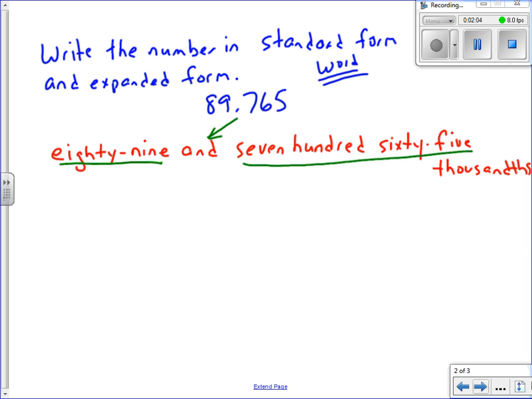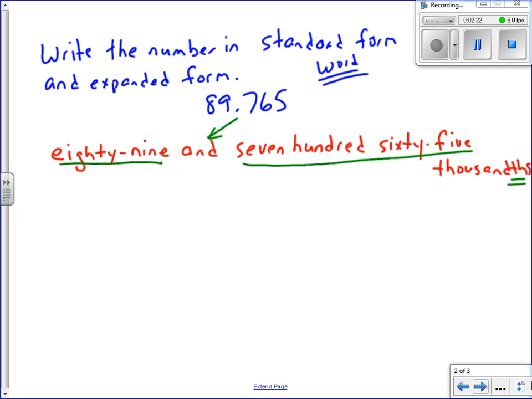Now, the key to remember here when you write it out in words is since we're talking decimals, it is thousandths, T-H-S. Just like when we go in tenths, T-E-N-T-H-S, hundredths, T-H-S, this is thousandths, T-H-S. Make sure you don't forget that.